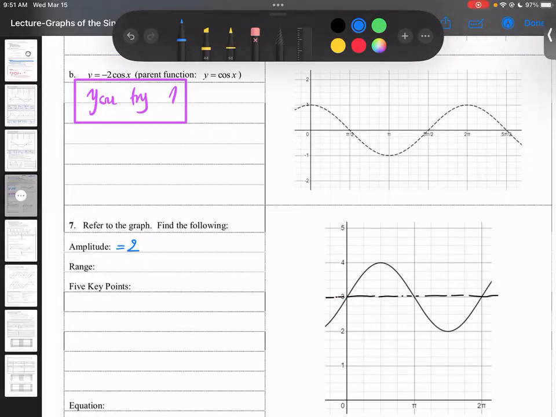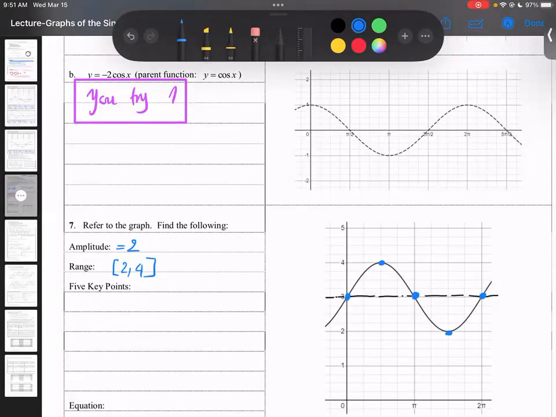The range, what's the range? This will be easy. Yeah, 2 to 4, right? Minimum is 2, maximum is 4. Find the 5 key points. So put your dot. If you're confused, just put where you see the x-intercept, the maximum, minimum. So I see x-intercept there, maximum there, x-intercept, minimum, x-intercept, so five of them.